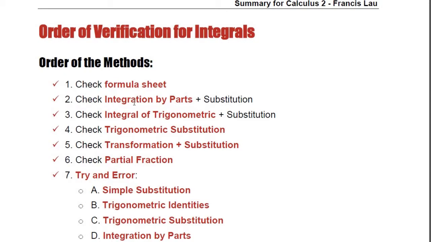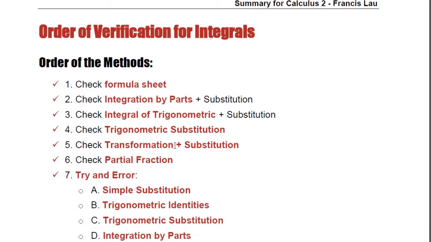If you look at the order of verification for integrals, you have to check if it's on the formula sheet, which this is not the case, right? Then what happened? Integration by parts? No, it's not in the table that I have in my notes. Integral of trigonometric, there's no trigonometric function here. And then I don't think I will be using trigonometric substitution either.